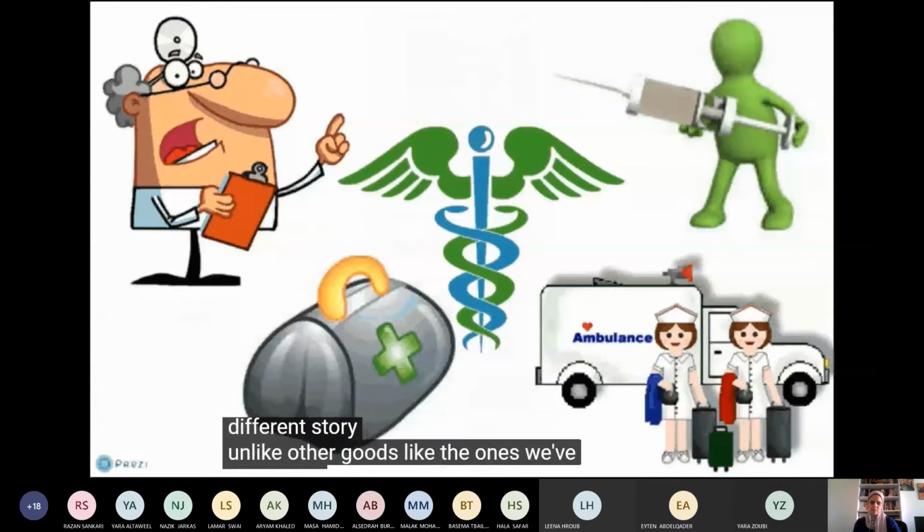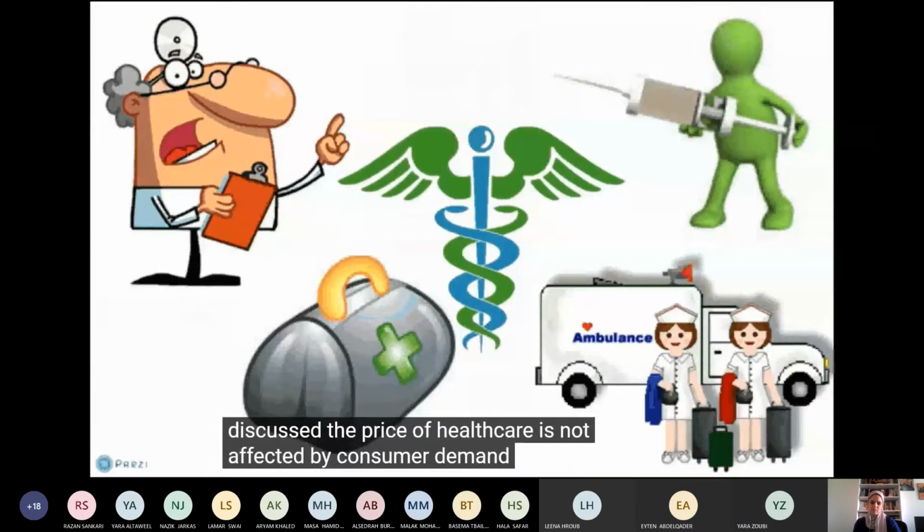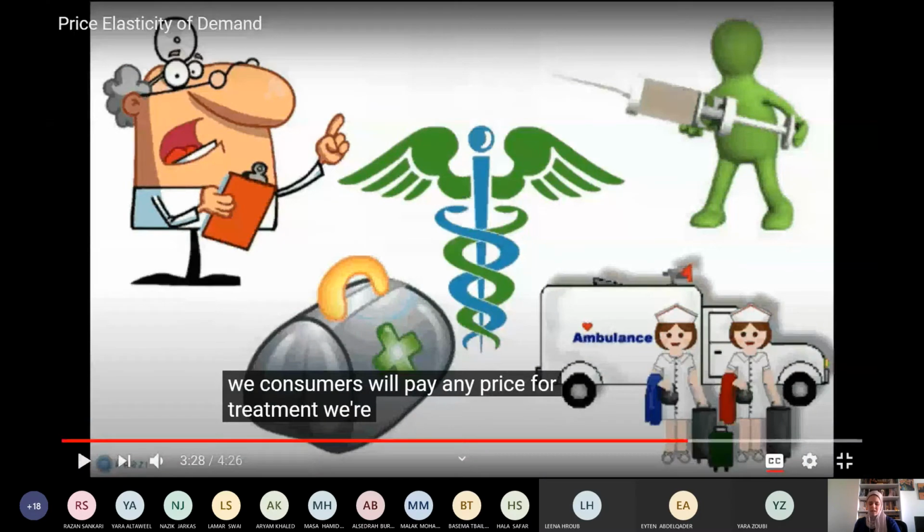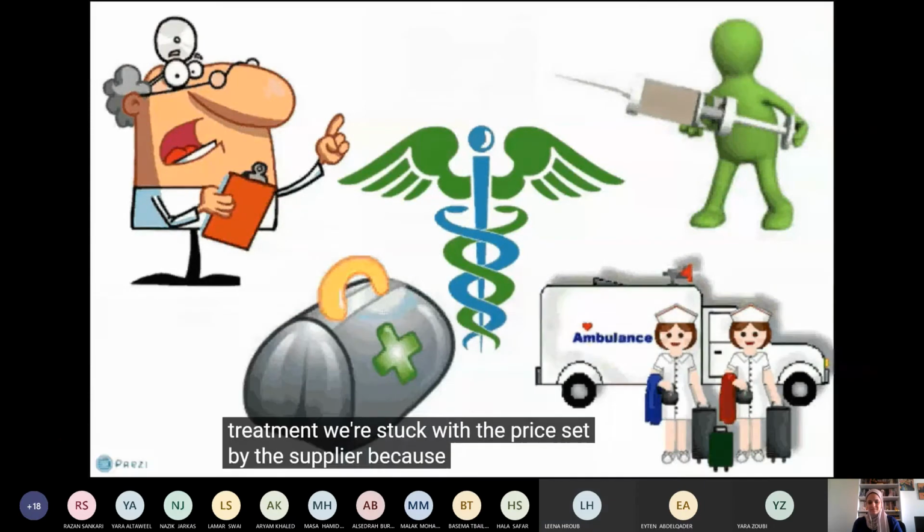Unlike other goods, like the ones we've discussed, the price of healthcare is not affected by consumer demand. Even though prices are high and could bankrupt the consumer, suppliers know that we consumers will pay any price for treatment. Yes. That happens when we go to the doctors, girls. We pay a lot. But can you get a substitute for this? No, I can't. I need to go to the doctor. I cannot go to the mechanic instead. I can go to my friend and she will write a prescription for me. Okay? We're stuck with the price set by the supplier because there are little to no substitutes for cheaper healthcare or proper treatment. This is why healthcare is inelastic.